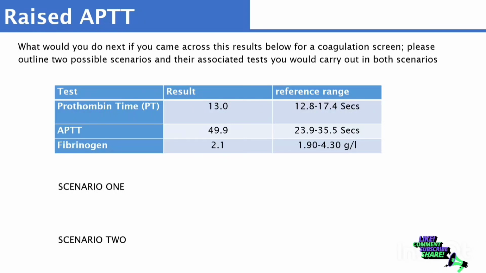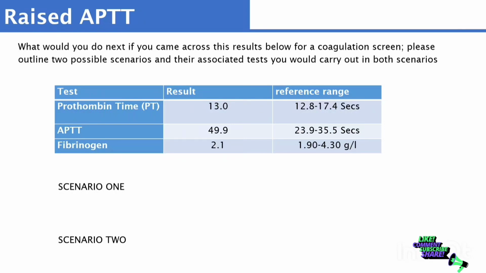But what I want us to see here is, if the patient is not on anticoagulant, it could be a factor deficiency, or it could be an inhibitor. So the first thing to check is whether the patient is on anticoagulant. That's the first scenario, and that could explain the result. The second thing is that if the patient is not on anticoagulant, perhaps it's a factor deficiency or an inhibitor. That is the second scenario.